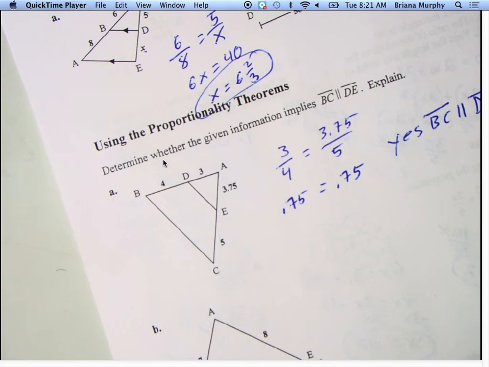3 divided by 4. 3.75 divided by 5. See if they come up the same. That's it.